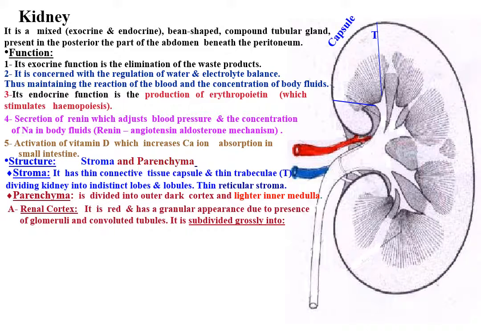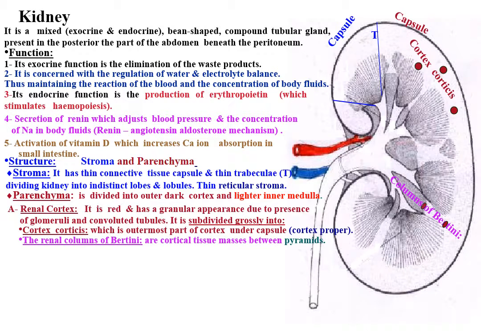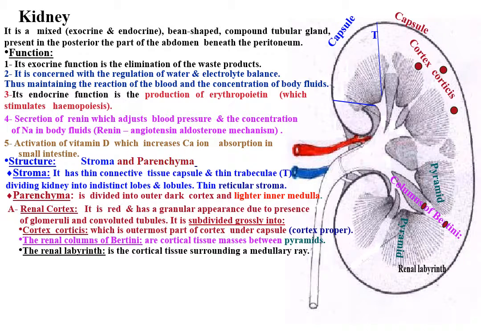It is subdivided grossly into cortex corticis, which is the narrow outermost part of the cortex under the capsule. It is also called cortex proper. Renal columns of Bertin, which are the cortical tissue masses which dip between the pyramids. Renal labyrinth is the cortical tissue surrounding a medullary ray.